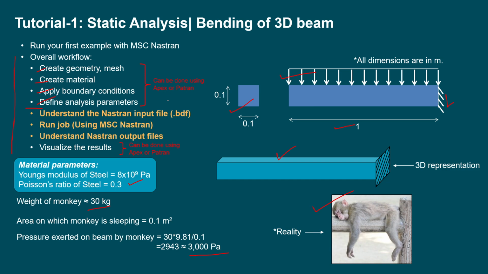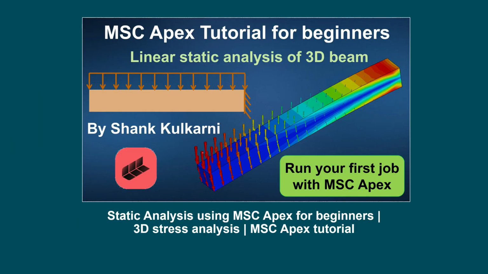This can be done very easily in Apex or Patran. Once we do all these steps, we will write an input file for Nastran. Then we will open that input file in text editor and understand how it is structured. Then run that input file using MSC Nastran. We will understand all the output files which gets created, and then we can visualize those output files again either in Apex or Patran. I already created one video showing how to solve this example in MSC Apex. Hence, we will not go into details of first few steps. You can see this video. I will give link of this video as well in the description box.